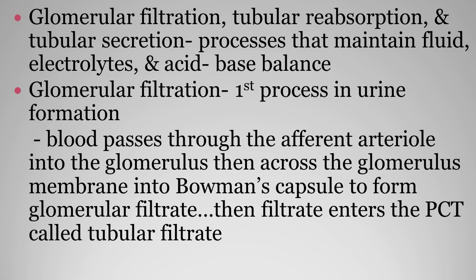So blood will pass through the afferent arteriole into the glomerulus, then across the glomerulus membrane into Bowman's capsule to form what we call the glomerular filtrate, okay? And I just want to get into a little bit more so it makes more sense to you. Glomerular filtration is more of a passive process in which you need hydrostatic pressure that will force fluids and solutes through that membrane, okay? And passive means it can't do that on its own. It has to have some help or assistance, okay?